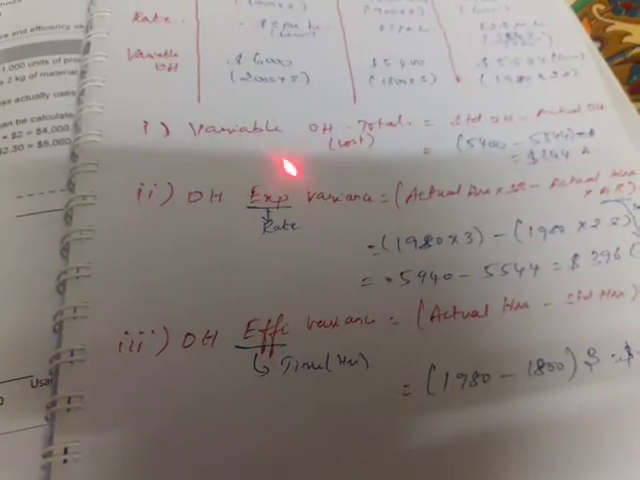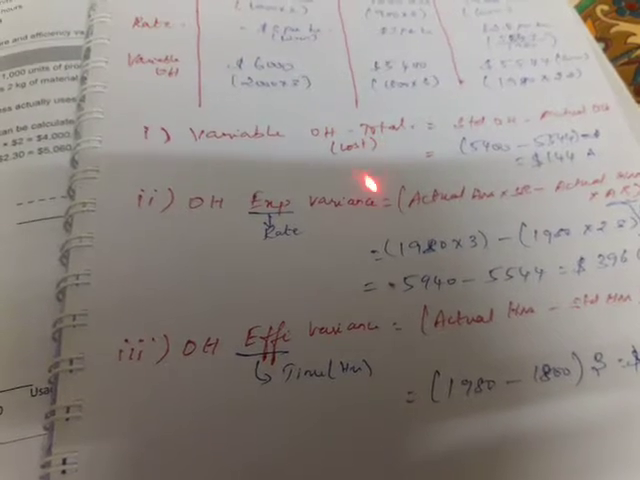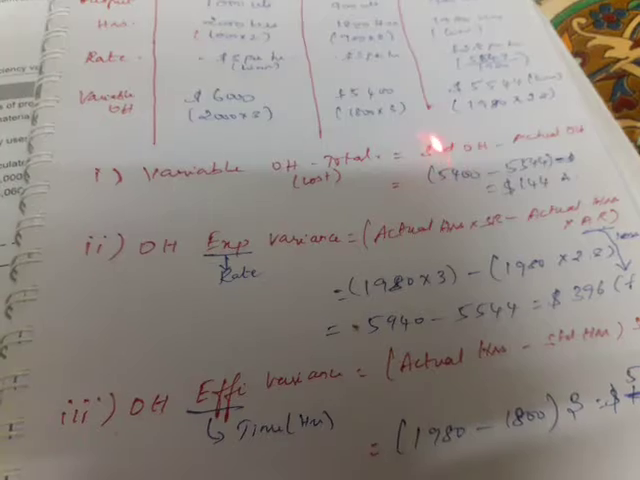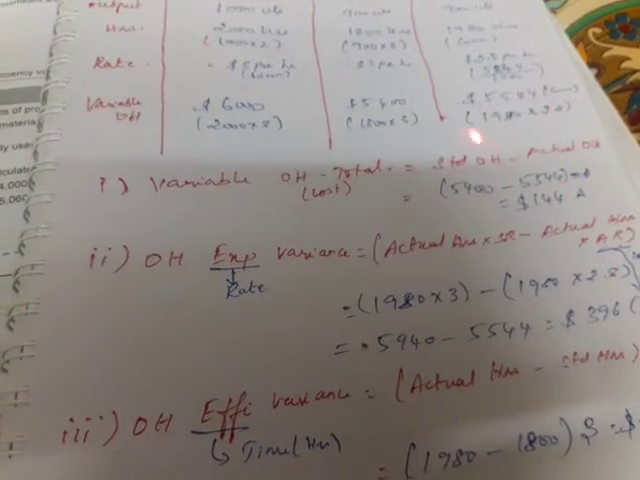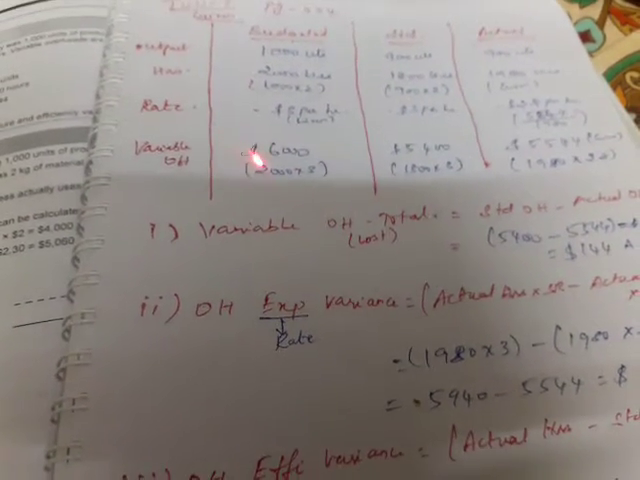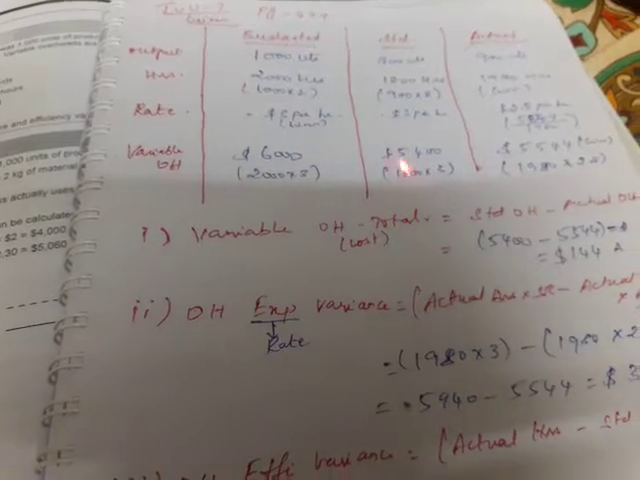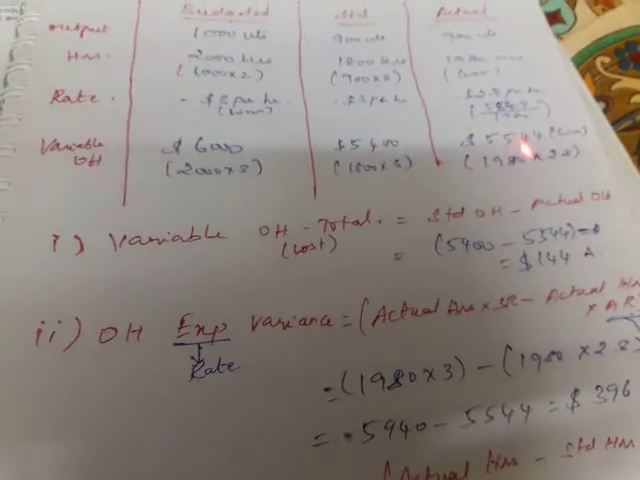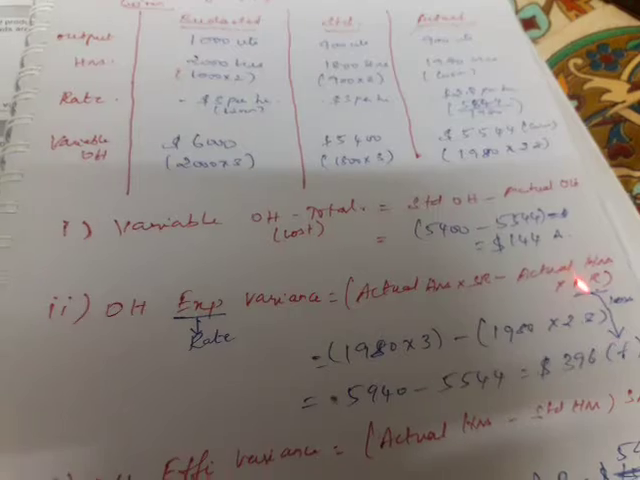So you are asked to prepare the variable overhead total. Total is nothing but cost variance. So the formula for the cost variance is standard overhead minus actual overhead. What is your standard overhead? Standard overhead is 5400. What is your actual? 5544. You are getting 144 adverse.